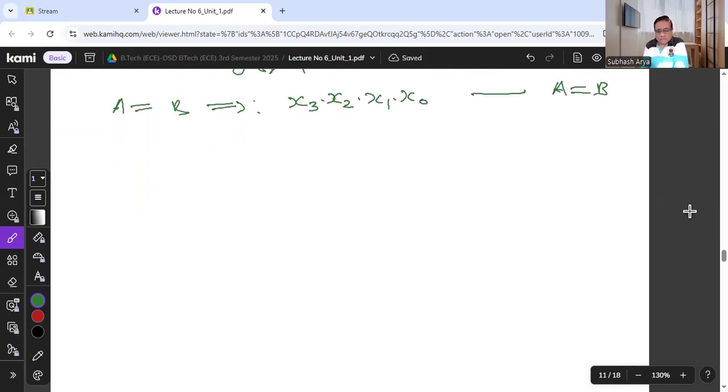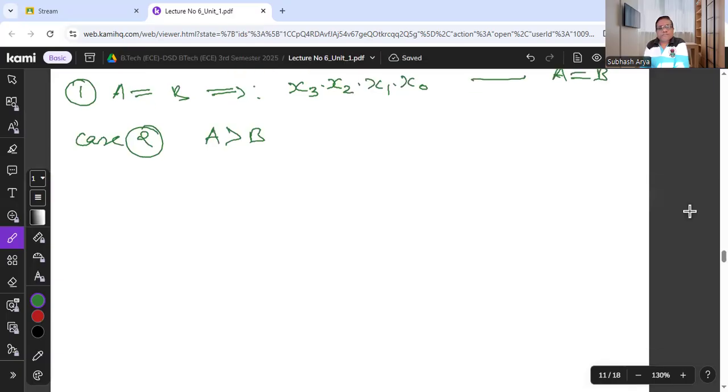Now let us write for the other cases. This is case 1 and this is case 2. I wanted to write for A is greater than B, first one. So A is greater than B can be possible only if A3 and B3 bar, means 1 0, that is the most significant bit is 1 0.